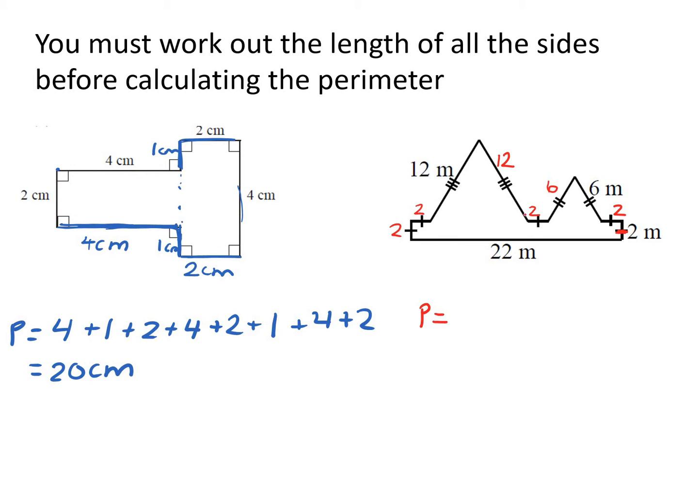I've got 1, 2, 3, 4, 5 sides that are 2 meters long. So instead of 2 plus 2 plus 2 plus 2 plus 2, I'm just going to write that as 5 times 2.